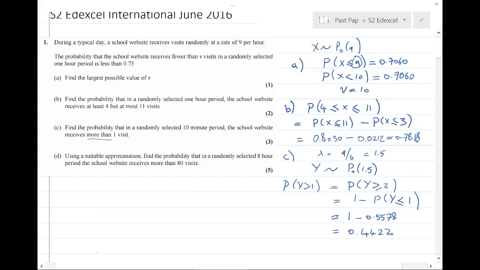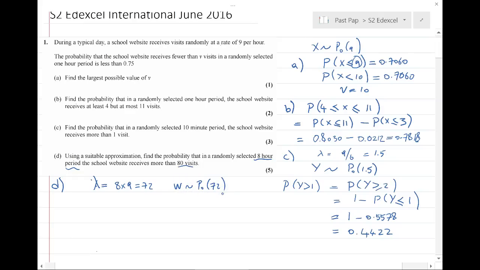Okay. So now another question where it's changing the rate for part D. Using a suitable approximation, find a probability in a randomly selected 8-hour period. It's more than 80. So now we've got lambda equals, now we're multiplying it by 8. So that's 8 times 9, which is 72. Let's call it W now. W is equal to Poisson 72.